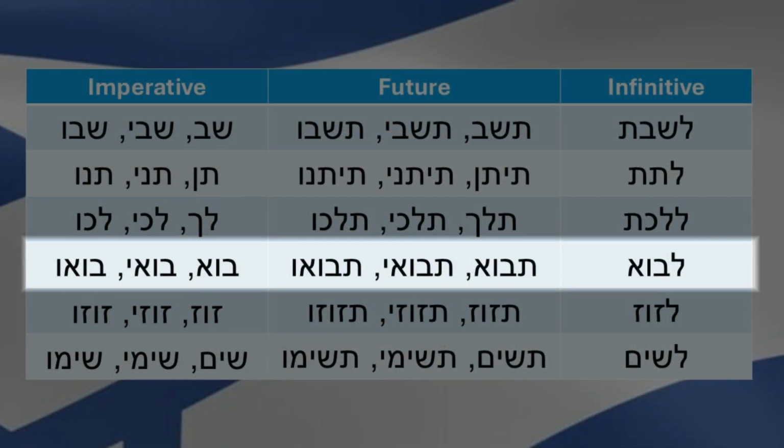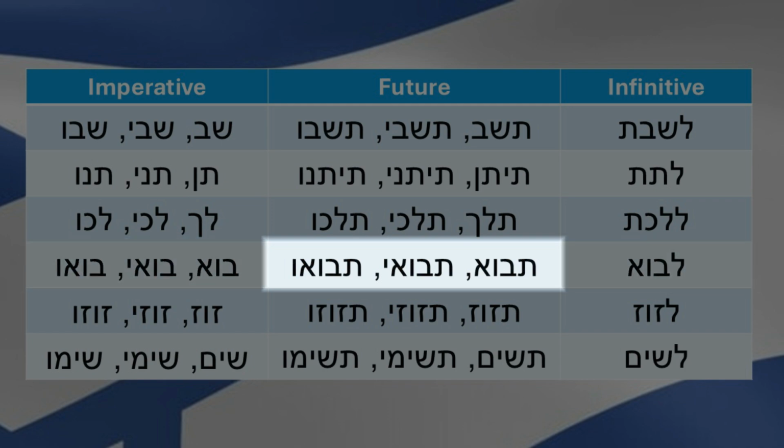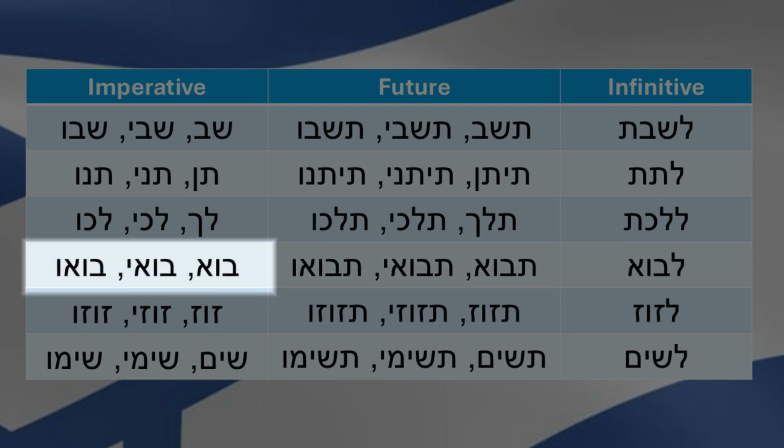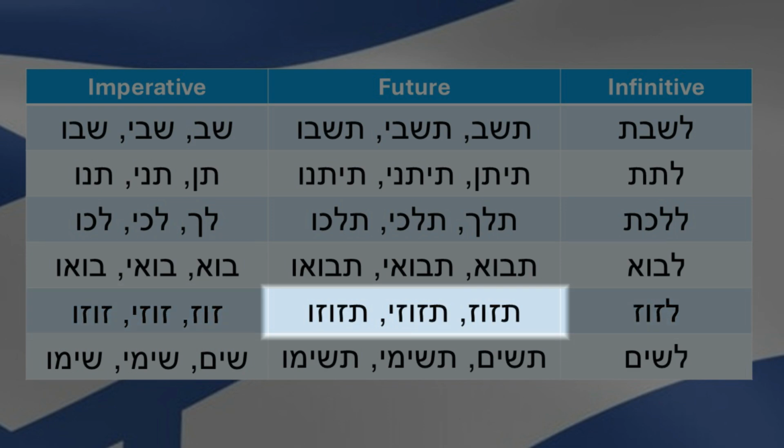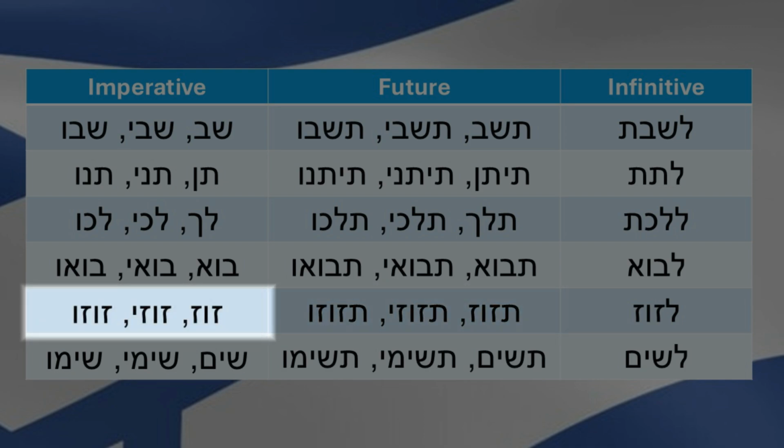And so here we have lavo, which means to come, and in the future it's tavo, tavoi, tavou, and in the imperative it's bo, boi, bou. And lazuz means to move, and so we have in the future tazuz, tazuzi, tazuzu, and in the imperative zuz, zuzi, zuzu.